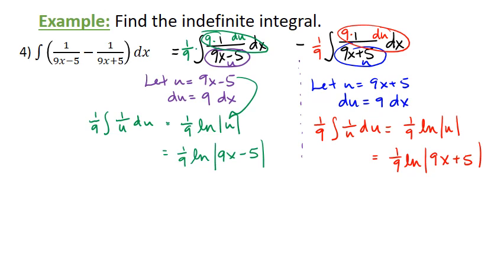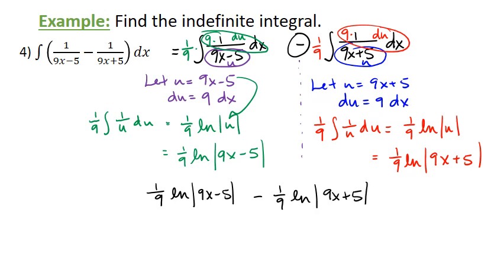Okay, so putting it all together, I have 1/9 times the natural log of the absolute value of 9x minus 5 minus 1/9 times the natural log of the absolute value of 9x plus 5. Now we can clean, oh, and I need a plus c.